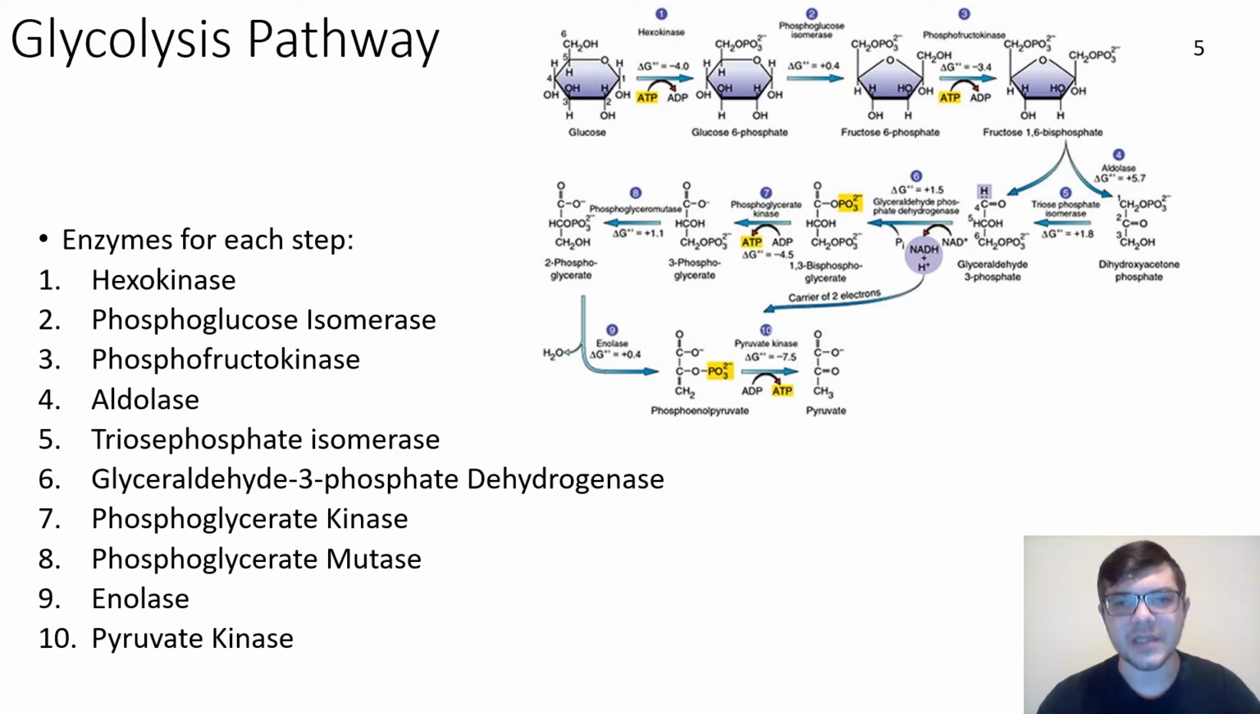Phosphoglycerate kinase. Again, that's a kinase, meaning it's going to move a phosphate group around. So we're going to get a phosphate group taken off in order to generate an ATP. Next, after that is step 8, phosphoglycerate mutase. A mutase is a form of an isomerase, basically.